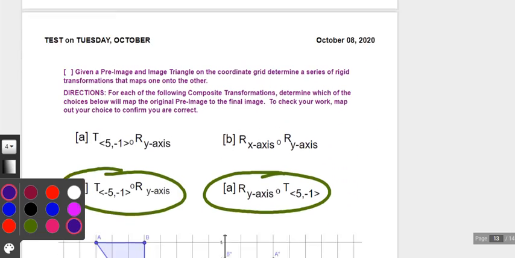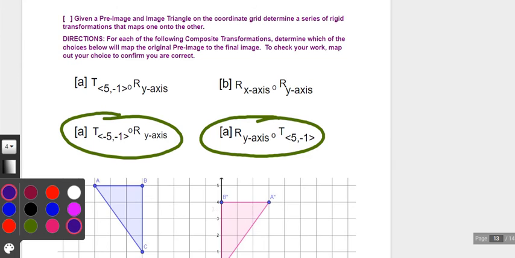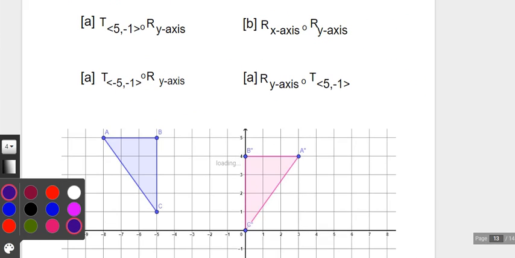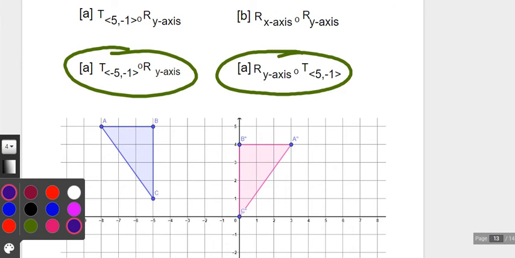Again, forgive me for the weird lettering here. That's just me copying and pasting to save time. Again, I think there's a couple different versions of the answer. So let's examine this one first. This is to reflect over the y-axis and then travel back 5, down 1.